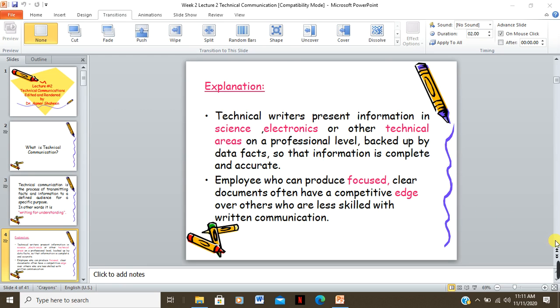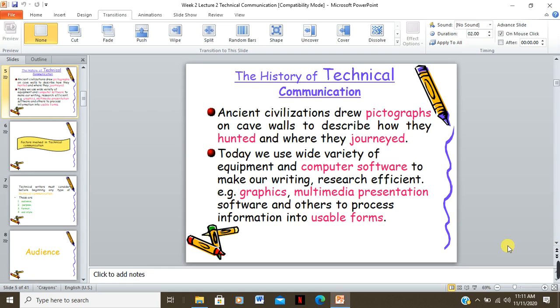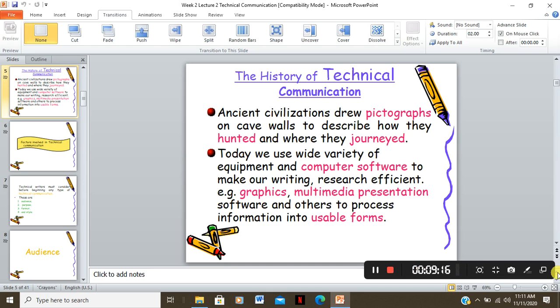Next slide, we move towards the history of technical communication. Just to give you an idea, ancient civilizations drew pictographs on cave walls to describe how they hunted and where they journeyed. Today, we use a wide variety of equipment and computer software to make our writing and research efficient. For example, we use graphics, multimedia presentations, software, and others to process information into usable forms.